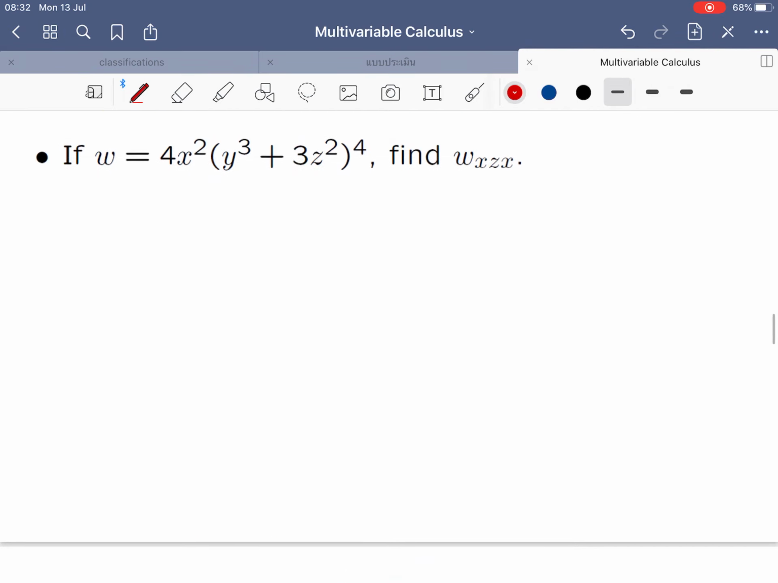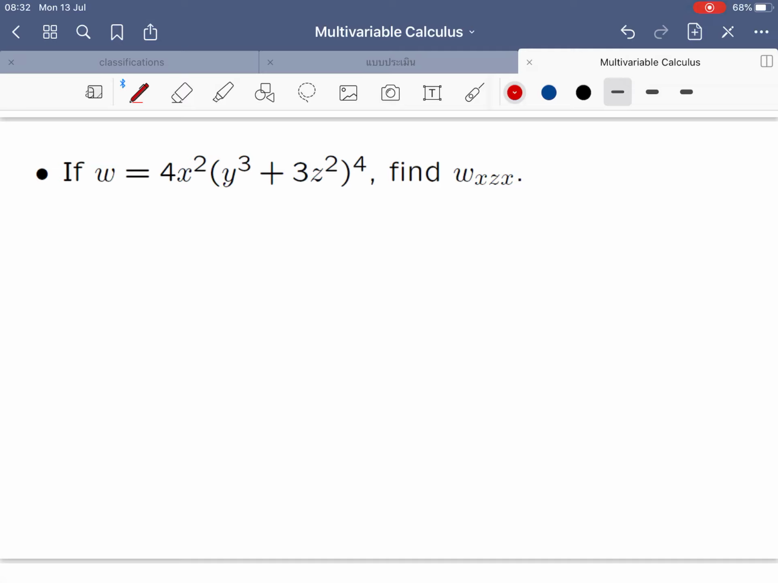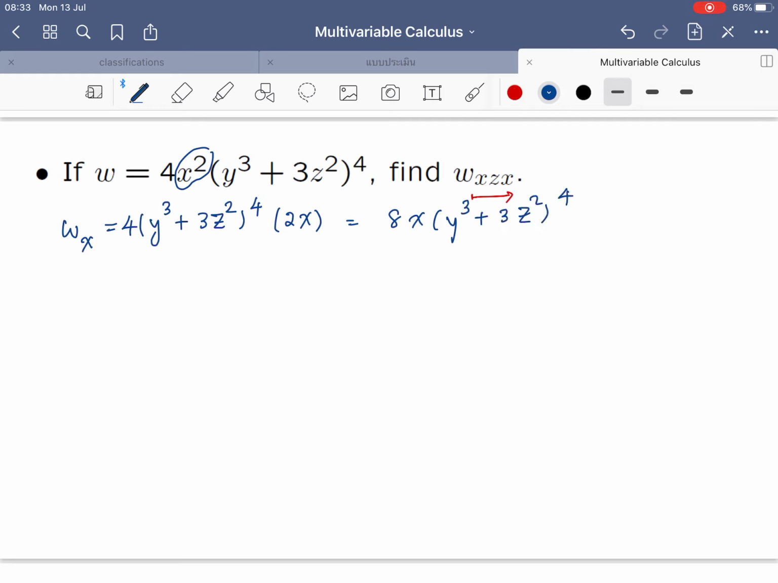Okay, how about this one? If you want to find w sub x sub z and then sub x again, as we told you, the order of finding is from the left to the right, going outside. So w sub x, the first one, of course, this whole thing is constant, right? With the 4 as well. The derivative goes directly to x squared, which is 2x. So you have 8x times (y cubed plus 3z squared) raised to the power 4.